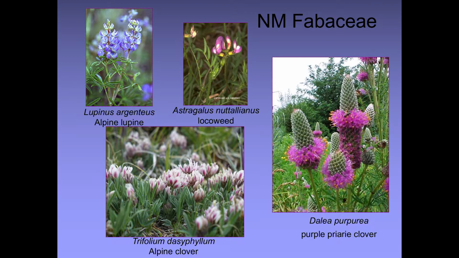Here's some more examples. The alpine lupins, all lupins are in the Fabaceae family. Local weeds, also there's some crazy weeds too that are a different genus, Oxytropis. Clover, alpine clover, the Trifolium, and Dalea, the purple prairie clover.